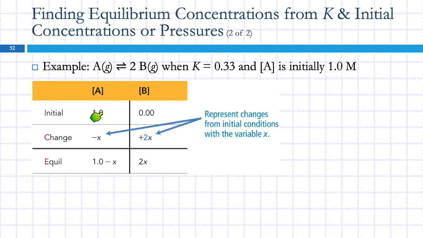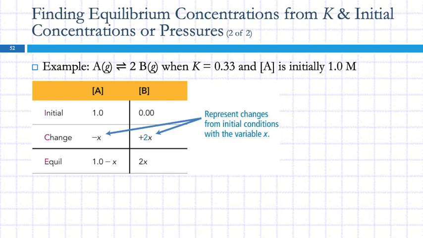So we know we started with 1 molar of A and we lost X. So at equilibrium then, the concentration of A is equal to 1 minus X. B started at 0, it gained 2X, and therefore at equilibrium its concentration is 2X. We need to find out what X is.